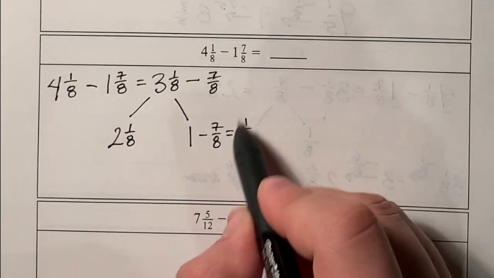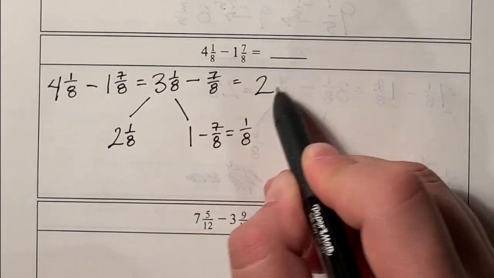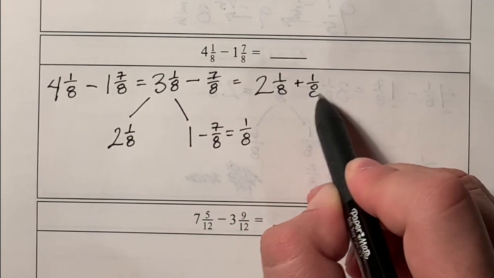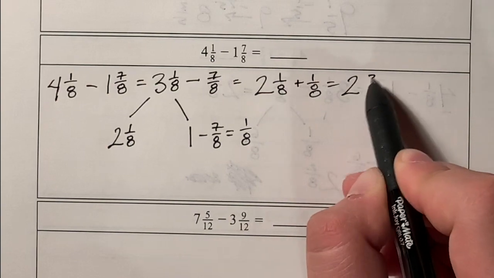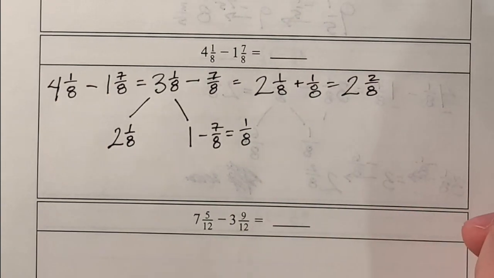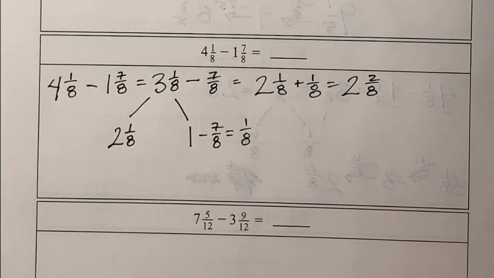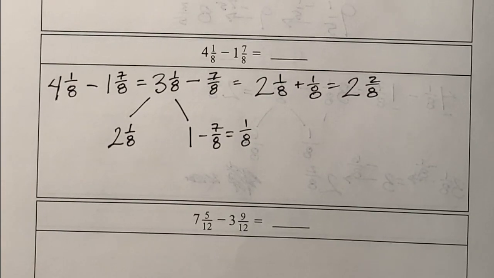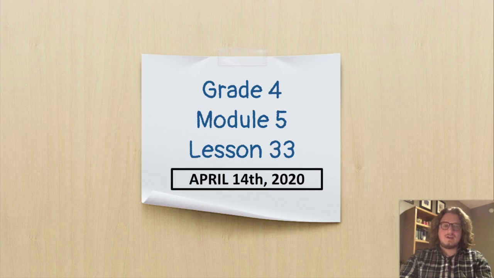I'm going to add 1/8 to the 2 and 1/8 from my minuend that I pulled out, I get 2 and 2/8. If you need to see the last problem, it'll be in the notes posted online. At this point, you should do question number 3 using the take out the 1 method. And there you go. That's everything we need to know for Module 5, Lesson 33.